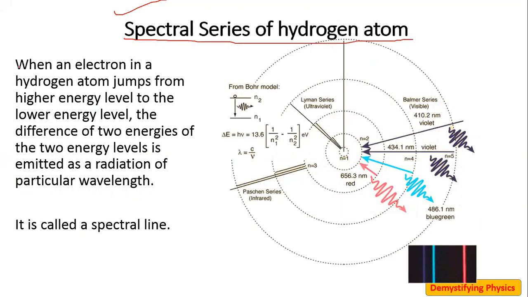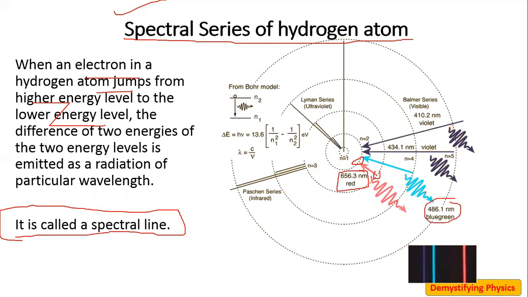Spectral series of hydrogen atom. Now we know that whenever an electron jumps from a higher energy level to a lower energy level, radiation is emitted of certain frequency or certain wavelength. That radiation is called a spectral line. For example, when the electron is de-excited from this level to this level, a wavelength of this much value is emitted. From this level to this level, this wavelength is emitted. So these all are spectral lines.